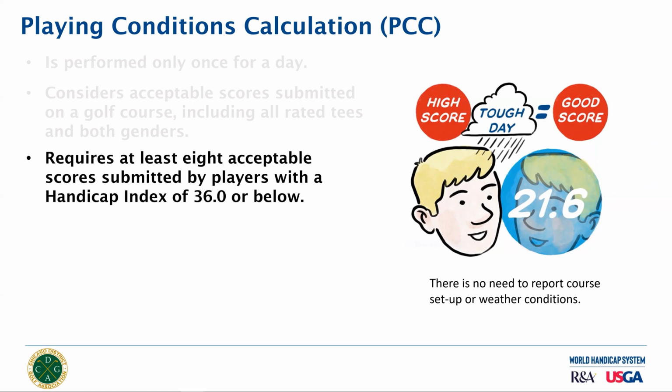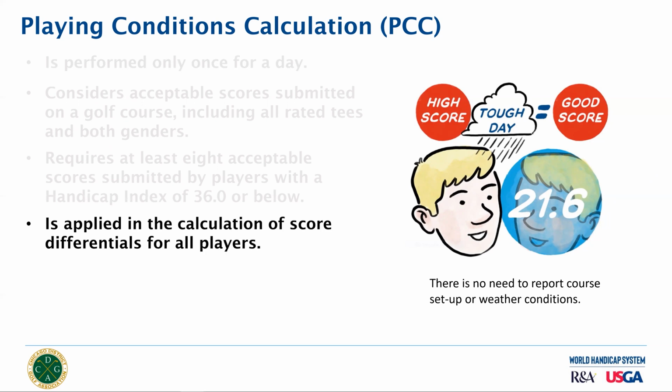It requires at least 8 acceptable scores submitted by players with a handicap index of 36.0 or below. You will probably remember a little earlier in this presentation, the new maximum index is 54.0. But for the playing conditions calculation, at least 8 acceptable scores need to be submitted by players with an index of 36.0 or below. Again, combination of men and or women, and it doesn't make any difference from which set of tees are being played where these acceptable scores are posted from.